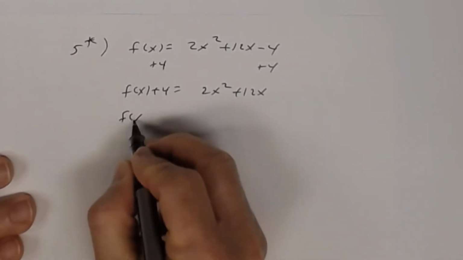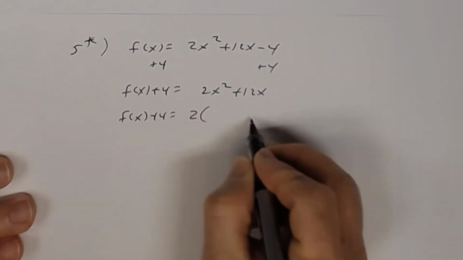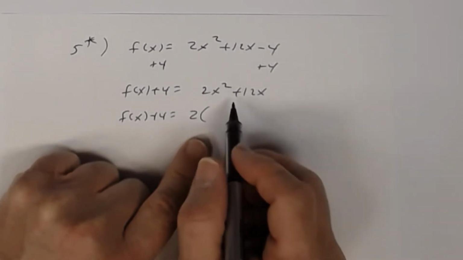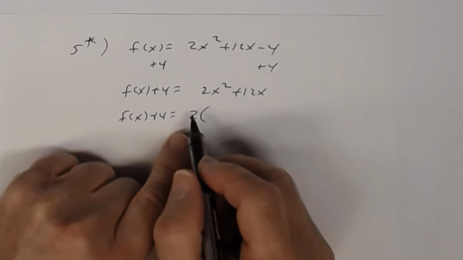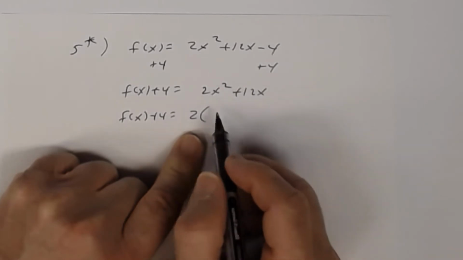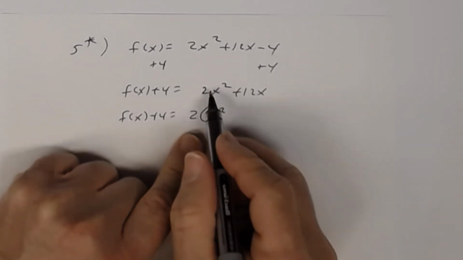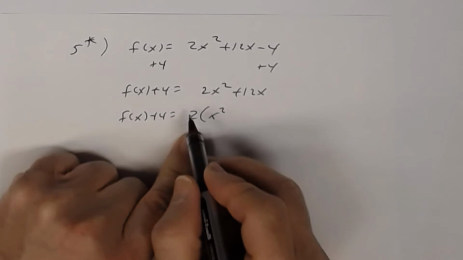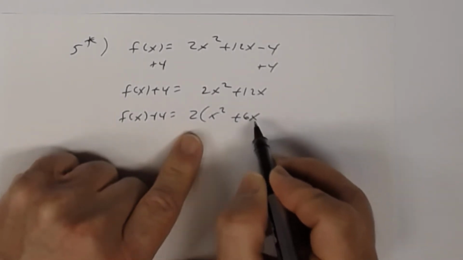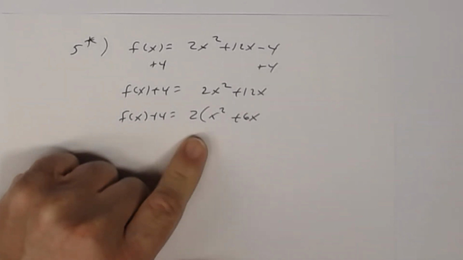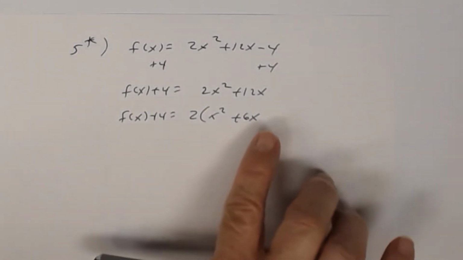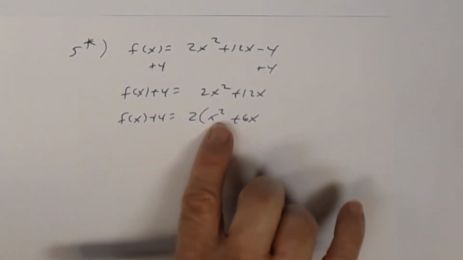So this becomes f of x plus 4 equal 2. And I'm going to factor a 2 out of each part. Basically all you're doing is dividing. So when you say 2 times what is 2x squared, 2 divided by 2 is 1. So you have 1x squared. So 2 times x squared is 2x squared. 12 divided by 2 is 6. So 2 times a positive 6x is 12x. Okay? Now don't put the parentheses just yet.